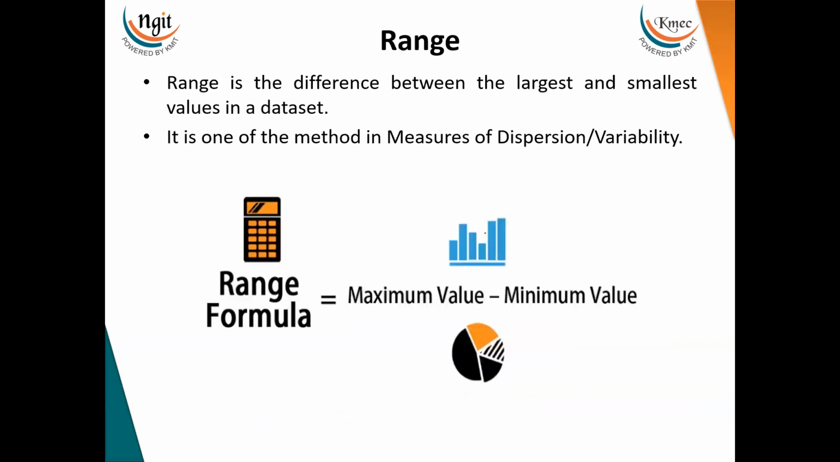Coming to the first, range. Range is nothing but the difference between the largest and smallest values in the data set. It is one of the methods in measures of dispersion or variability. The range formula is simple: maximum value minus the minimum value.